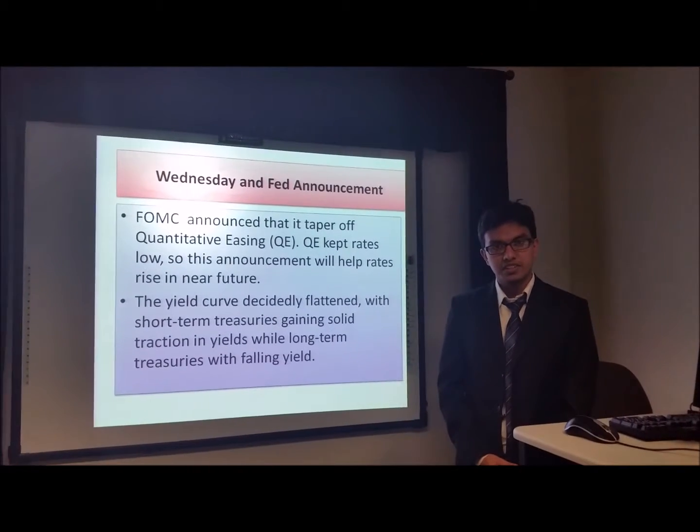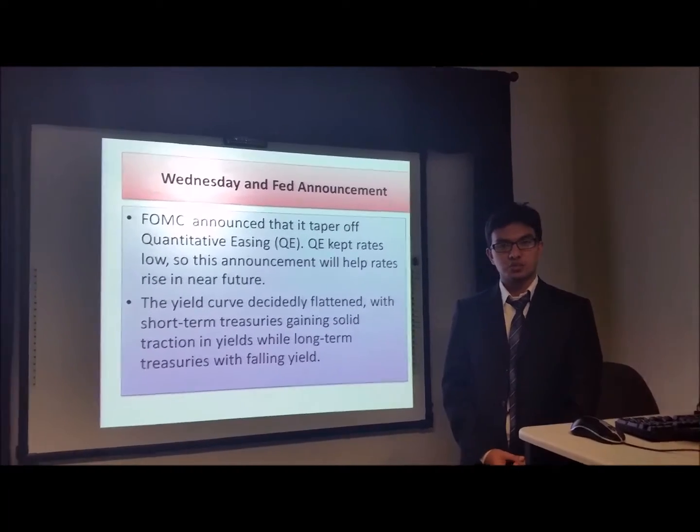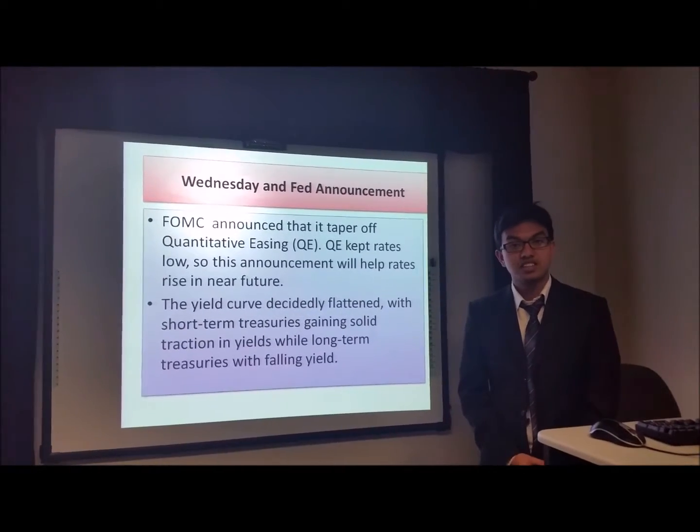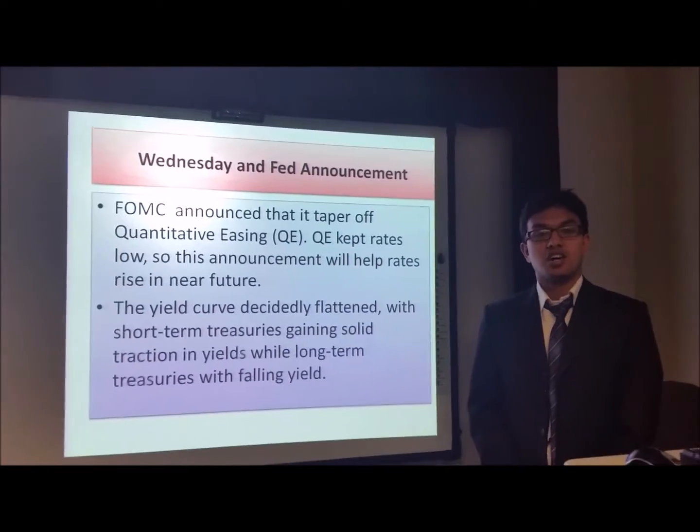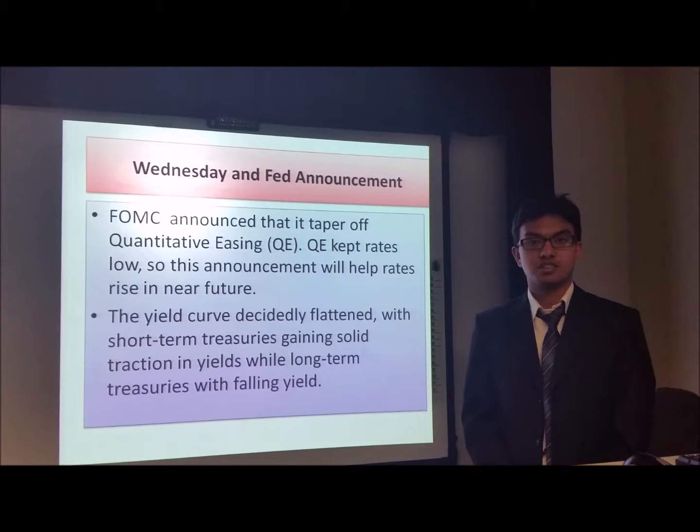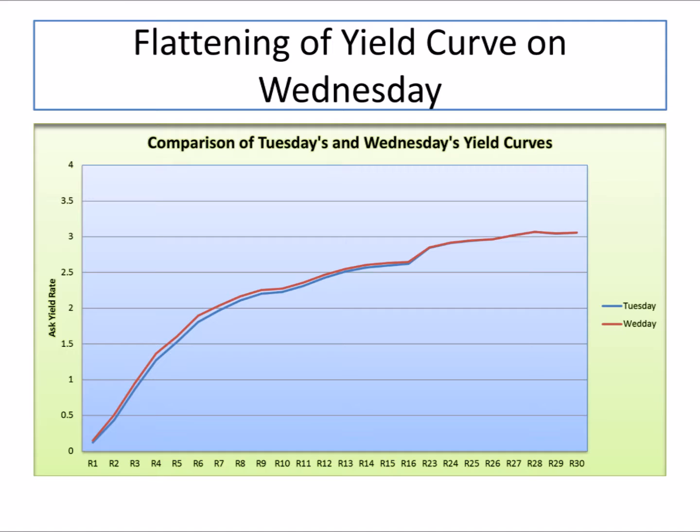The FOMC had its second day meeting. Its conclusion was that it has to discontinue its long continued bond buying program, also known as quantitative easing. As metrics from the market on the unemployment rate, inflation rate, and growth rate were positive, the Fed decided it had to taper off quantitative easing that had managed to keep rates quite low across the spectrum.